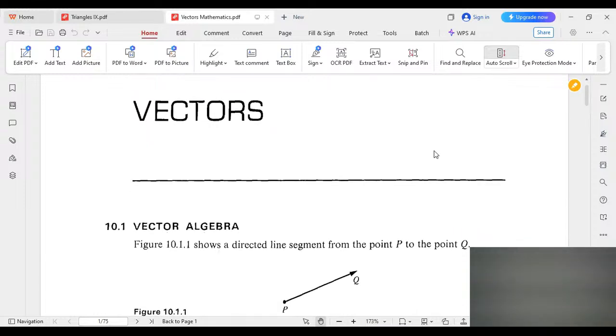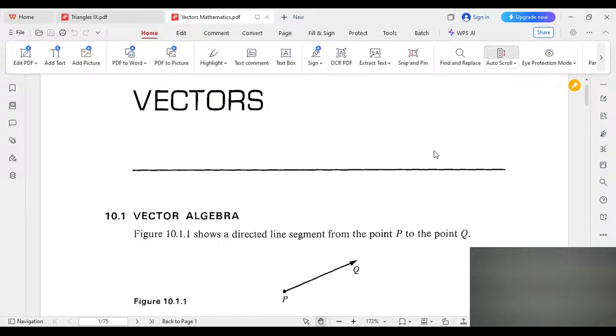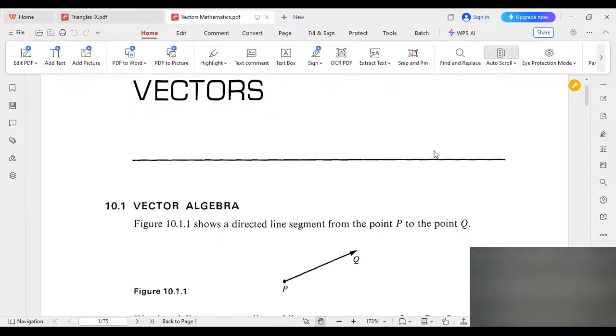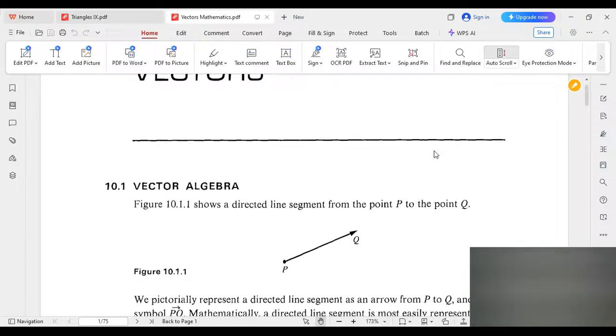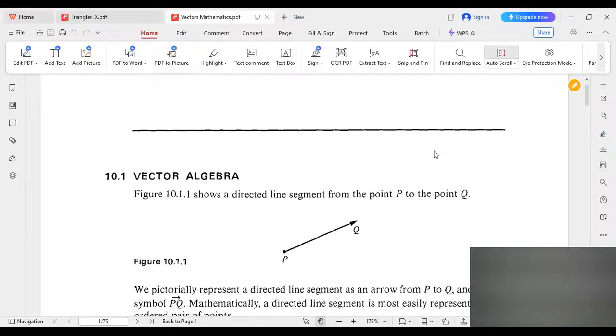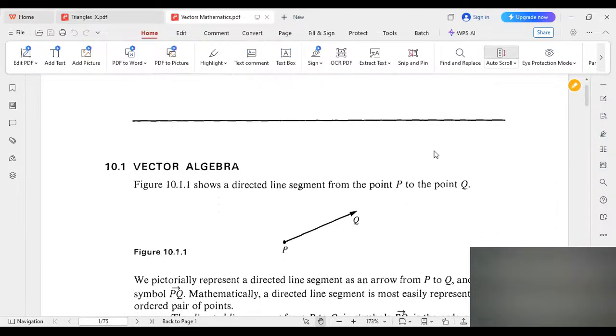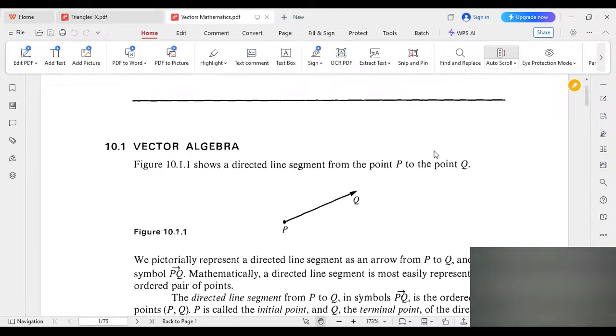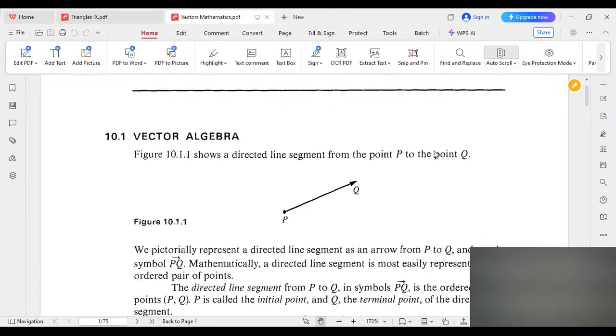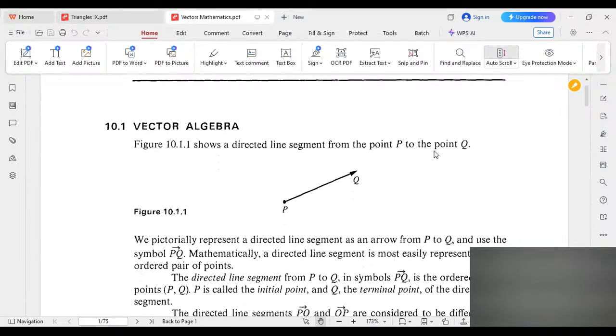In this class, I am going to discuss vectors, which is one of the most important chapters of mathematics as well as physics. The first subtopic of this chapter is vector algebra.